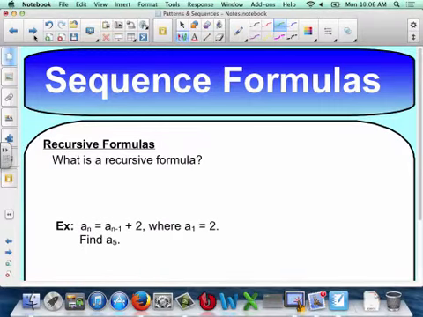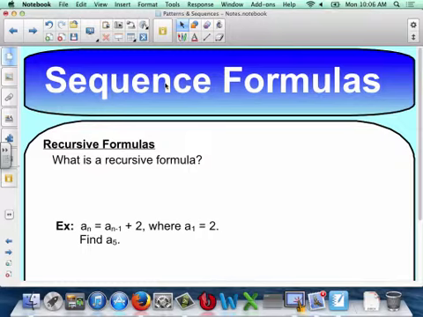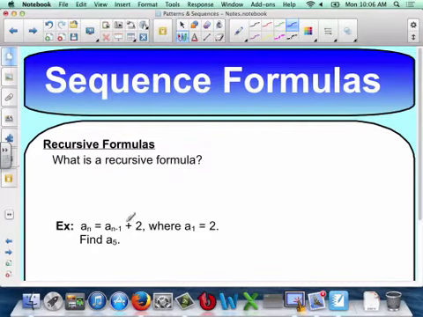So when you think about a recursive formula, again, every term is dependent on the term before it. And what I want you to do is look at this setup right here.